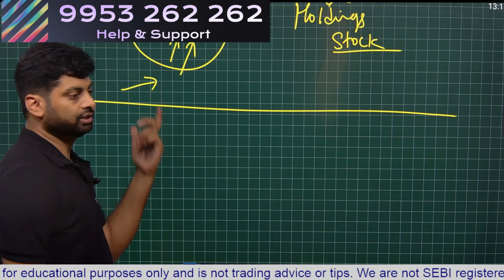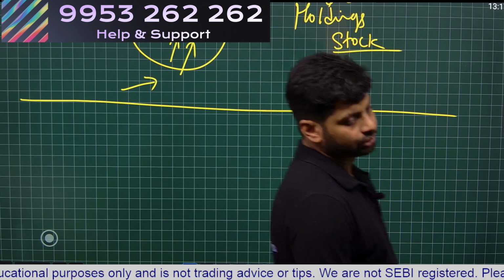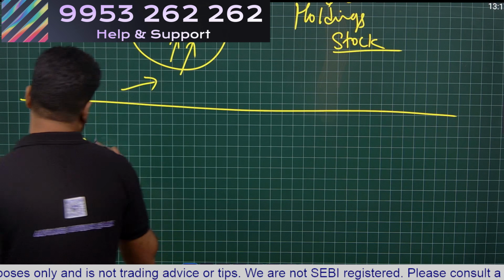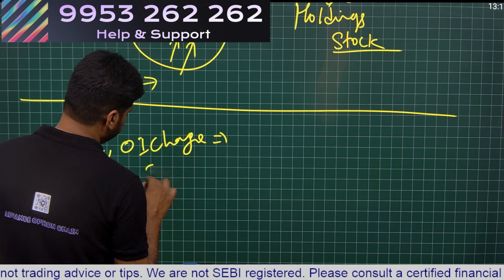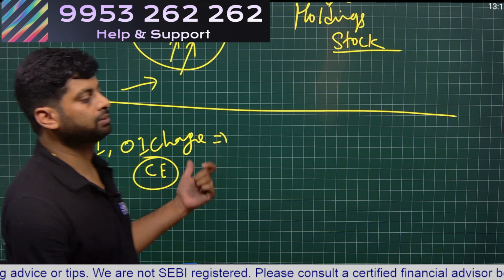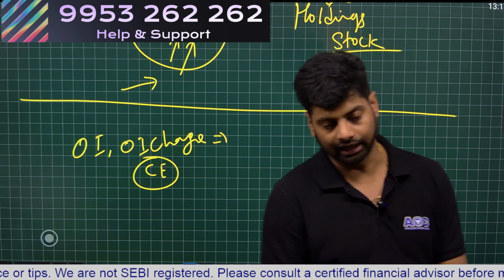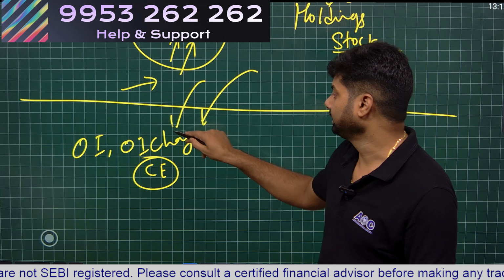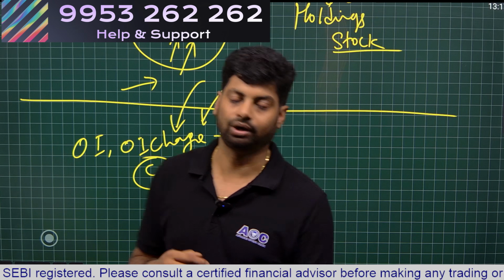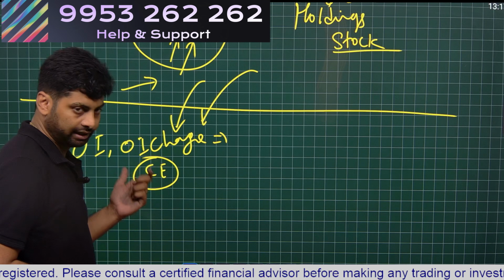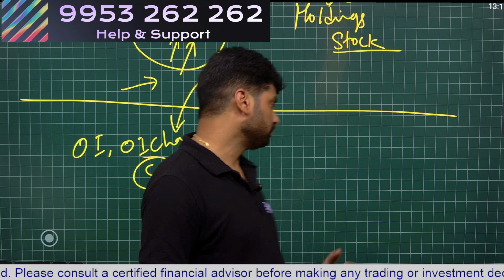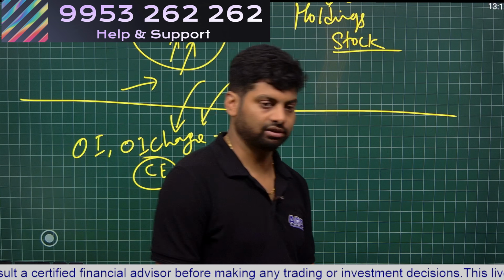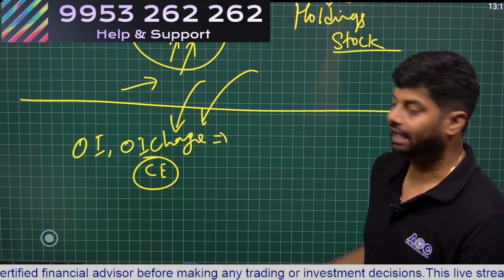So, according to this theory, what we can conclude is, if there is a call writer and high OI and OI change on the call side, they will not want the price to go higher than that particular strike price. If something in the market is blocking it from going higher, we call that resistance. That is why wherever there is high OI and OI change on a strike price, that will act as resistance.